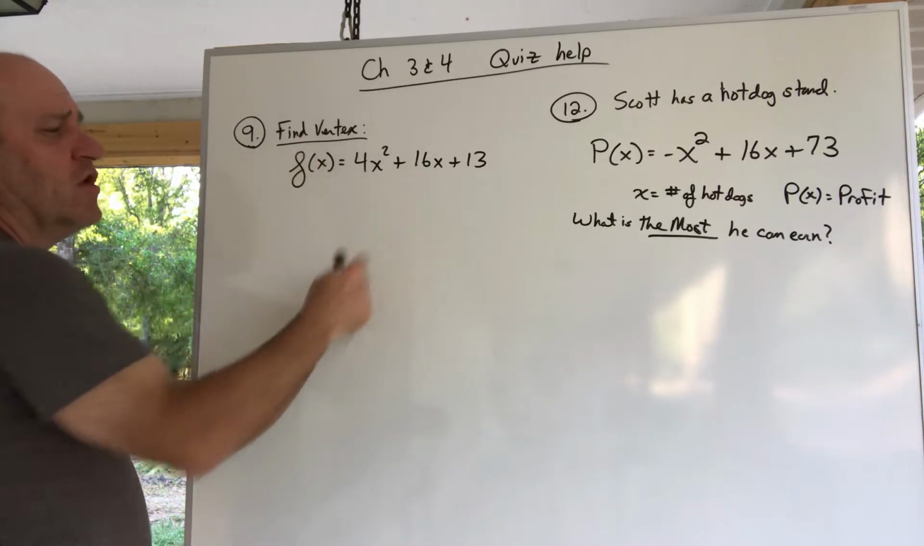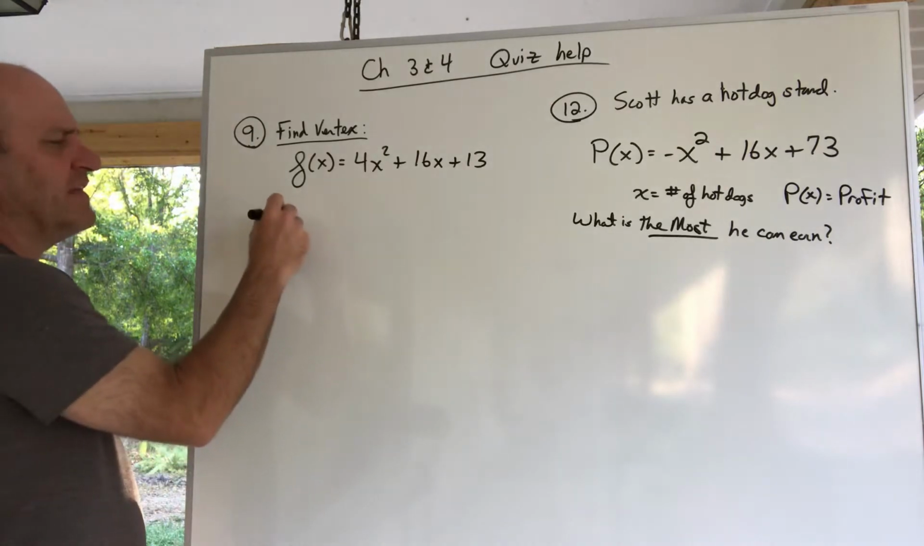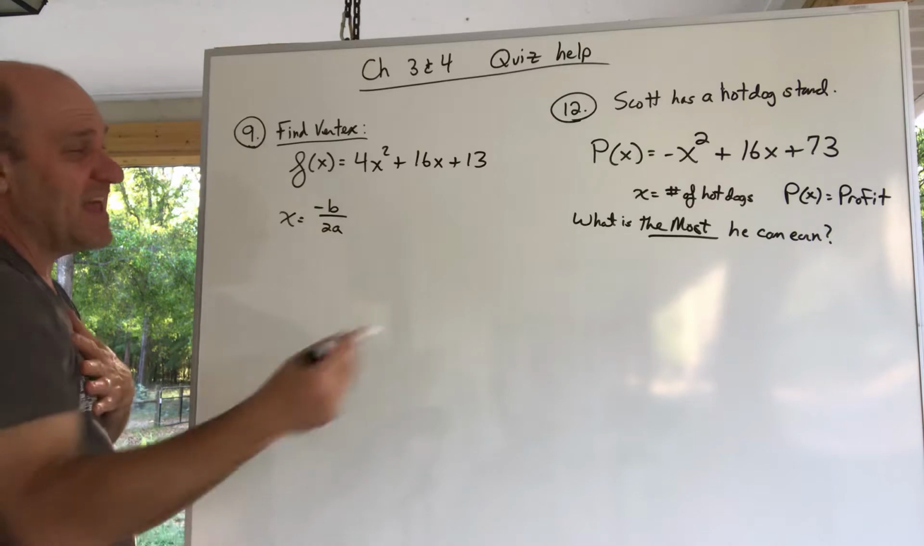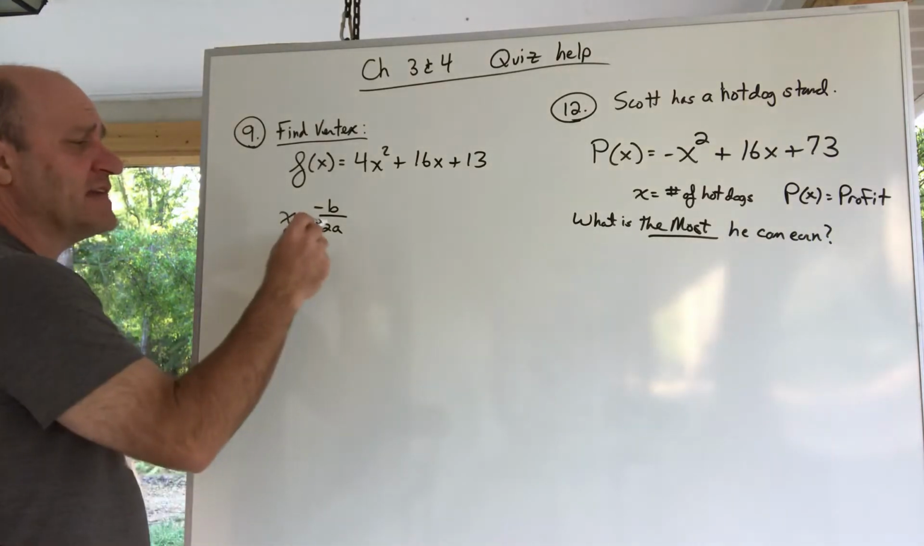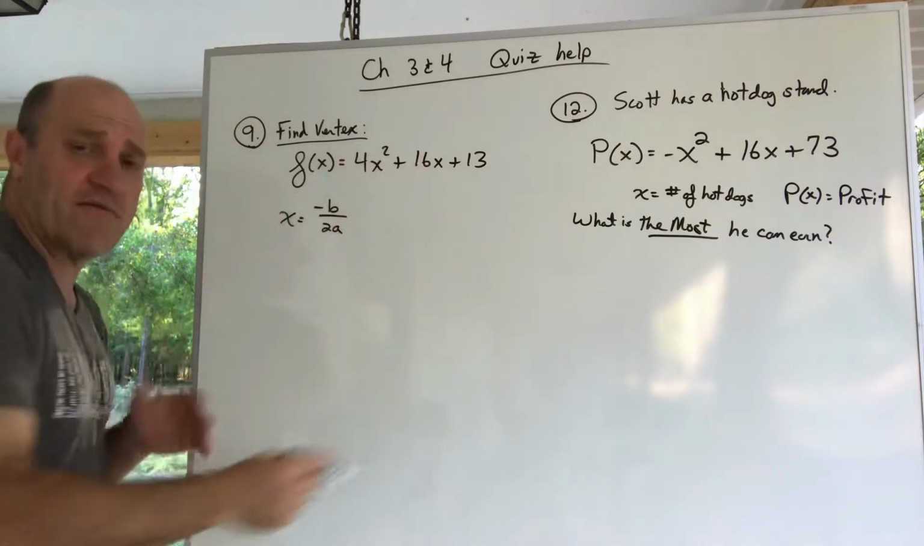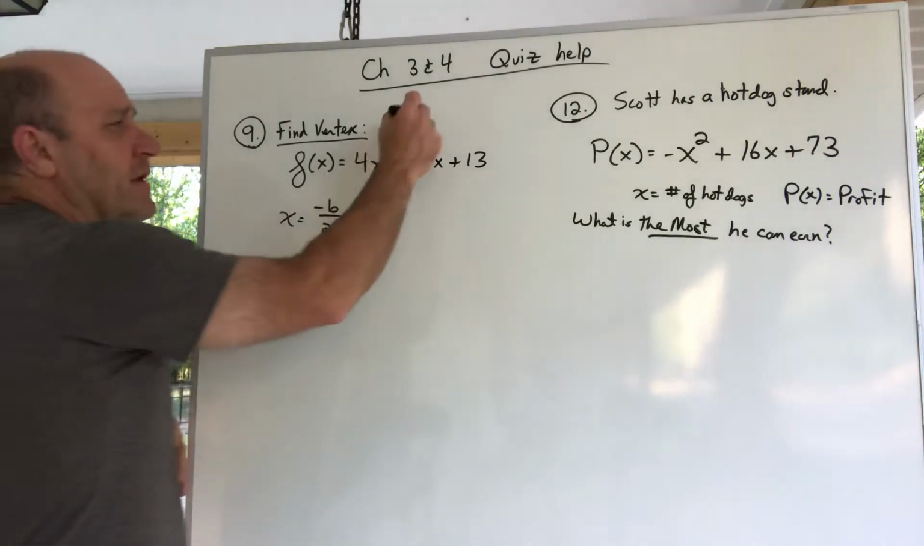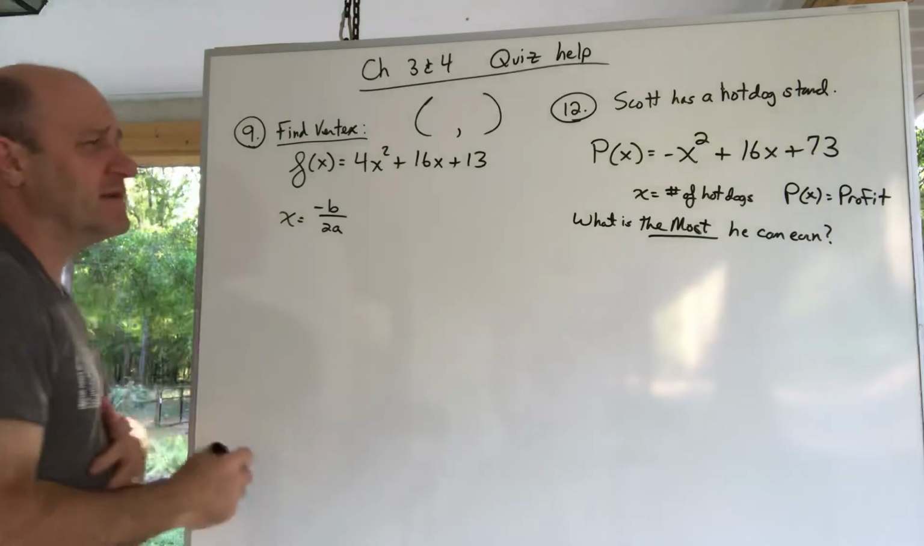Okay, well. So we've learned that there's a little formula to get the x value of the vertex. It's negative b over 2a. And then to get the y value, you take this x value and plug it in to get the y value of the vertex. The vertex is a point. It's got two parts. It's got an x and a y value. Let's see if we can find it.